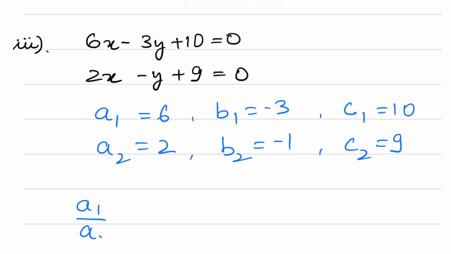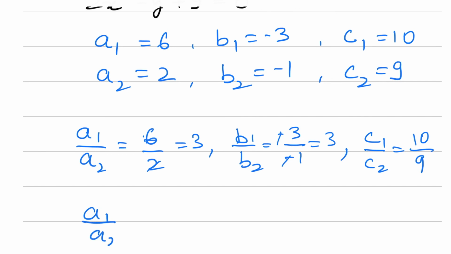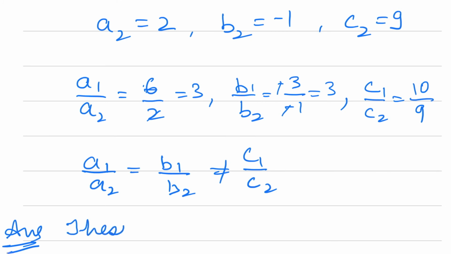So A1 by A2 is equal to 6 by 2, so I have 3 here, and B1 by B2 is equal to -3 by -1, so this is also equal to 3, while C1 by C2 is equal to 10 by 9. So I can see here that A1 by A2 is equal to B1 by B2, but it is not equal to C1 by C2, right? So these type of lines are parallel lines. So these lines would be parallel.